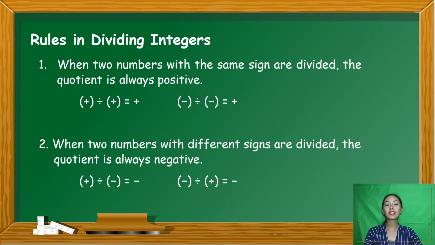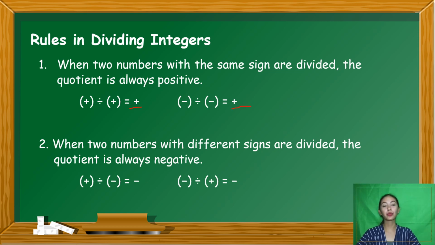So, the rules in dividing integers. Number one, when two numbers with the same sign are divided, the quotient is always positive. Same rule as in multiplication. If the two integers have the same sign, the quotient is always positive. So positive divided by positive is equal to positive, and negative divided by negative is equal to positive.